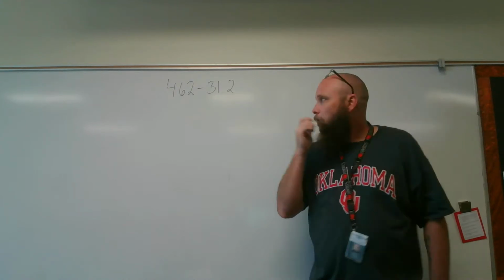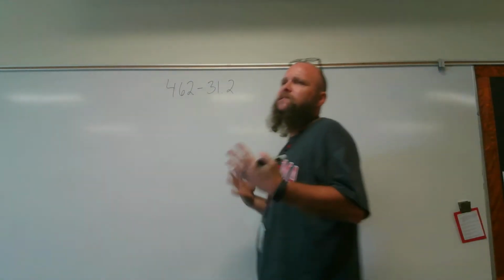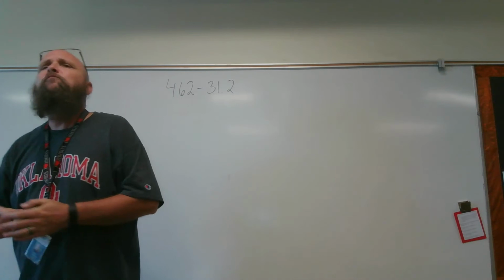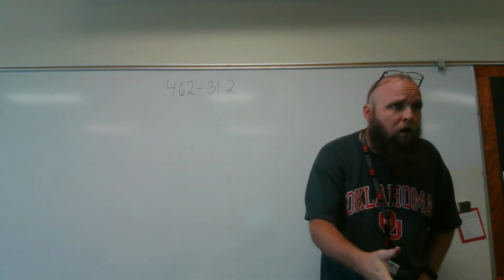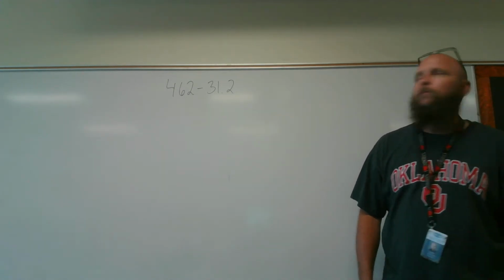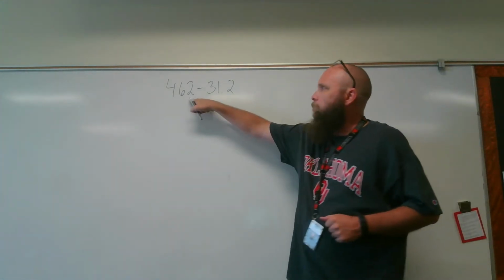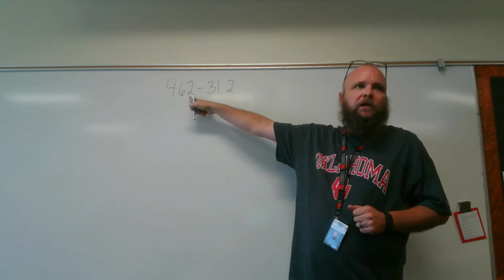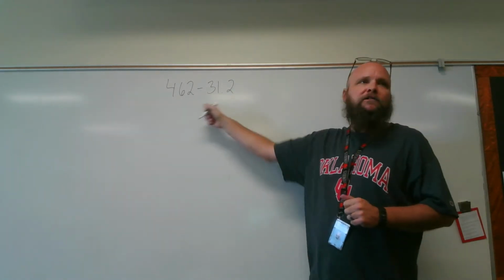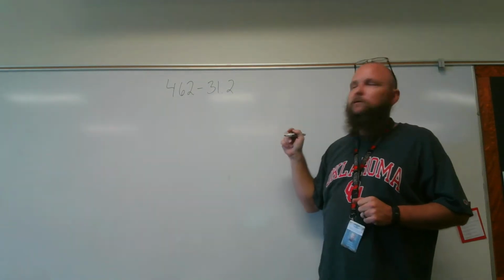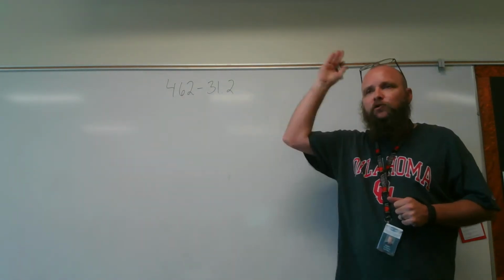430. Good, 430. I want my answer to be somewhere around 430. If my answer is around 4, then I've got my decimal point somewhere in the wrong place. So, JJ, what place value is this 2 in? It's in the ones place. Which number here is in the ones place? The 1. They have to be directly over each other.